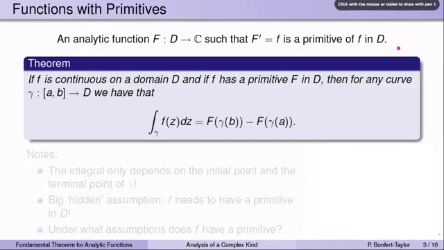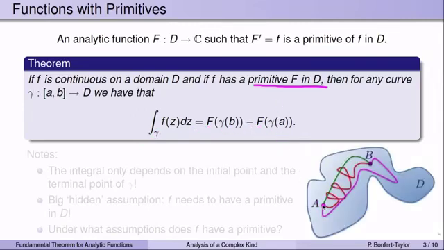Here's a theorem that resembles the consequence that we began with of the fundamental theorem of calculus. Suppose lowercase f is a continuous function on the domain, and it has a primitive uppercase F on that domain. Then for any curve gamma in the domain, if you integrate lowercase f over gamma, you can evaluate that integral by taking the primitive and evaluating it at the endpoint of gamma, and subtracting from that the primitive evaluated at the initial point of gamma.